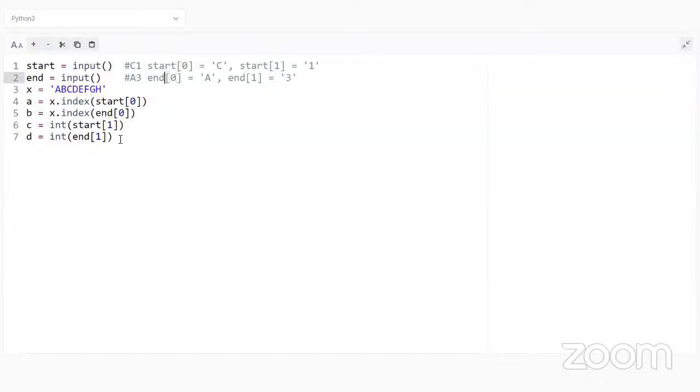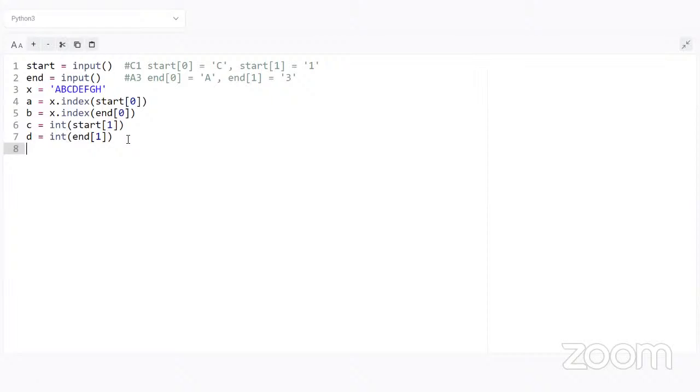I just want to know a thing. Has this index function been discussed in week 2? No. Yeah, it was discussed. It was discussed in week 1 itself. Week 1. Yes, it was discussed. It's in the method.